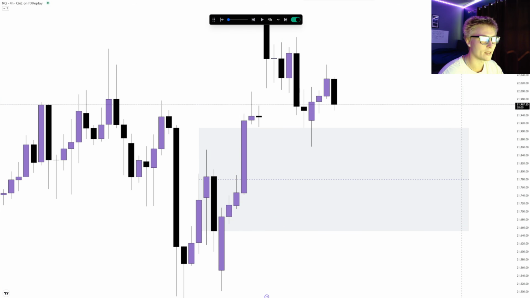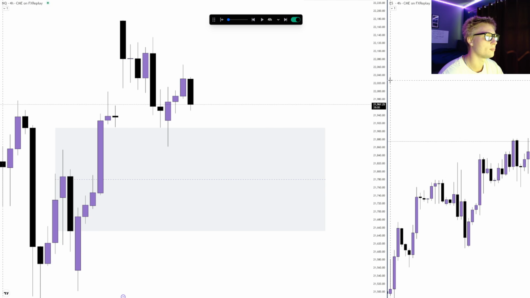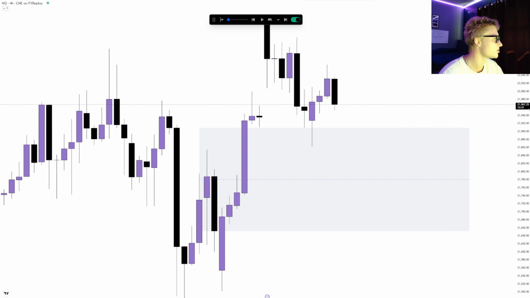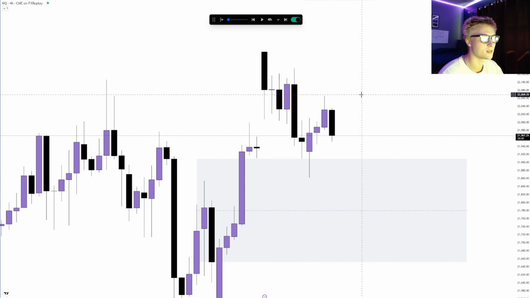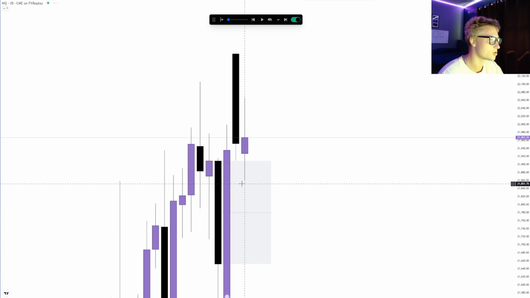Also, I'm keeping an eye on ES as well for any SMTs. If there's a SMT, I'll mark them out on all time frames just so that I'm aware of them, because SMTs are super powerful. All right, what else do we see here, right? Remember on the daily time frame, rejected this kebab.